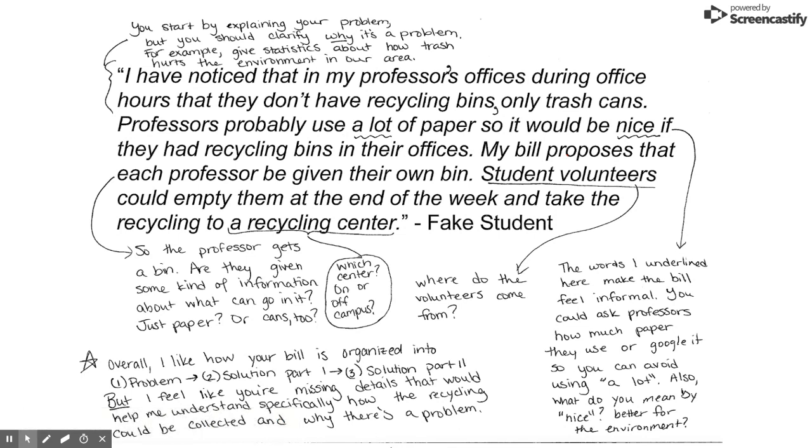Overall, I like how your bill is organized into a problem, solution part 1, then solution part 2. But I feel like you're missing details that would help me understand specifically how the recycling could be collected and why there's a problem. So they're starting with something positive, that's a real positive point, that this seems to have a real foundation in a true problem. But there's a lot of work that needs to be done. So it's not that they're trashing the paper. It's not that they're being mean. They're starting with something positive, and then they're rolling into what needs to be done.